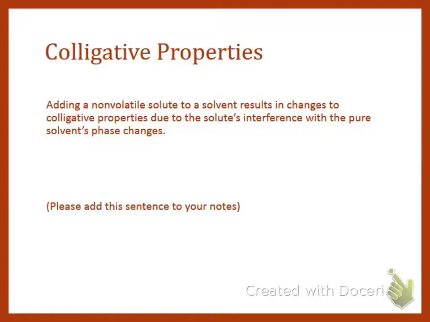You do not have to add the sentence if you get the gist of it, and the gist of it is the way that colligative properties are effective is because the non-volatile solute that we add results in a change to the solution because it interferes with the solution's ability to do phase changes. So it either slows it down or speeds it up. Like I said, you don't have to write it, but if you want to, you can also paraphrase.